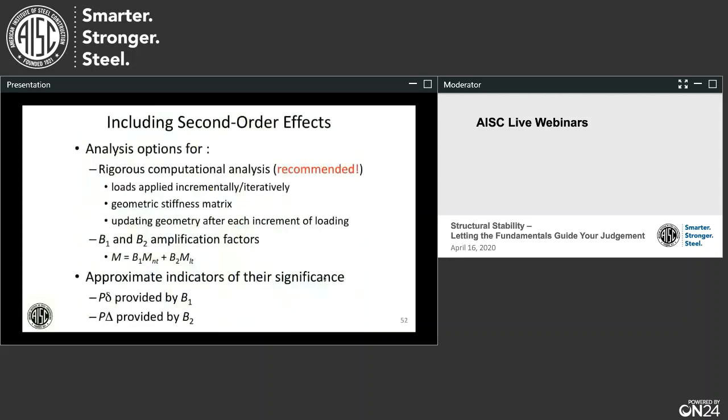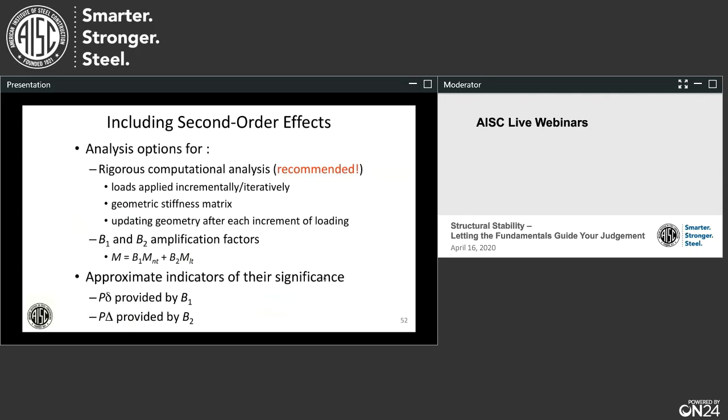All right, let's get back to the show here. So including second order effects, I want you to know that there's two ways to do that. One is rigorously with the computer. The loads are applied incrementally, there's a geometric stiffness matrix used, and they update the geometry. Computer software, name your favorite package, can do a rigorous second order analysis.